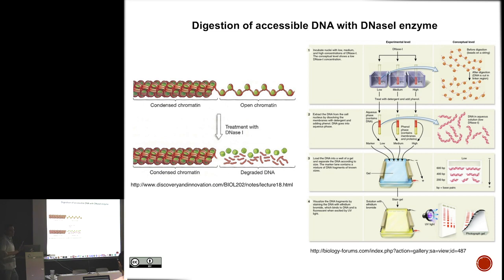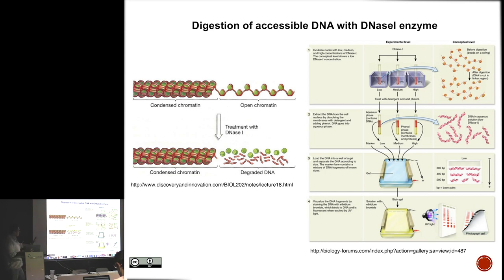So like I mentioned, DNase 1 was the first enzyme, deoxyribonuclease 1. It's actually in all cells, and as cells apoptose, they release DNase 1, and then that helps in the degrading process. So they use this enzyme to then look at digestion of this open chromatin DNA. In condensed chromatin, you have this really tight structure, and the DNase 1 enzyme cannot get in there and digest these little bits, but you can treat it with DNase 1, and you have now degraded DNA.